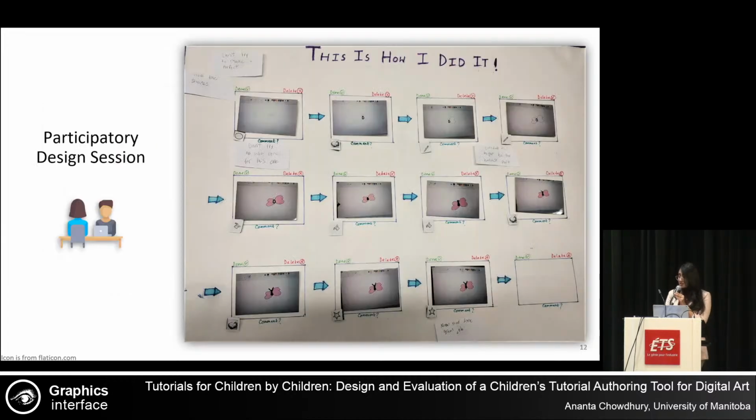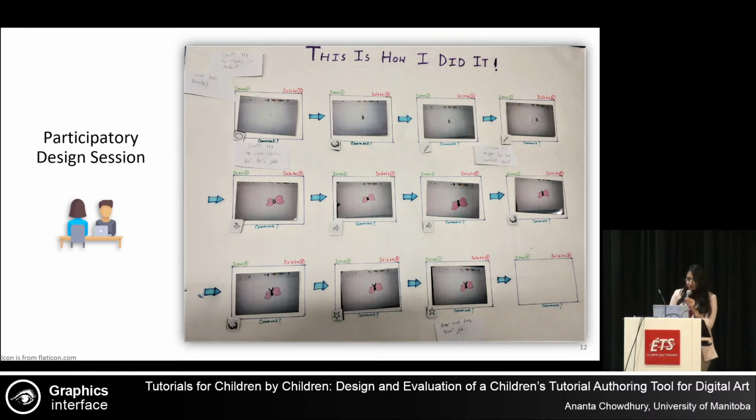So this is a result of our participatory design session with a child. And as you can see, she created multiple steps and added comments on pieces of paper and also added tool information with each of the steps. So we had sticky notes with all of the tools on them, which the children could drag over on the paper prototype.